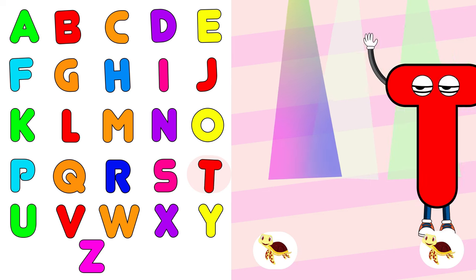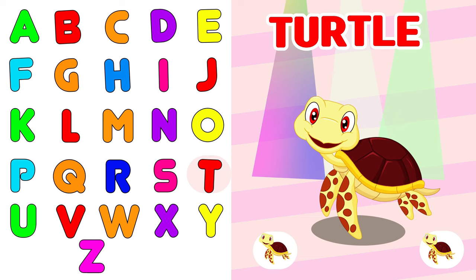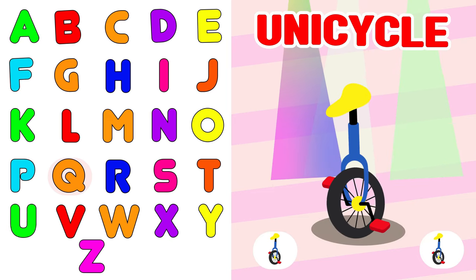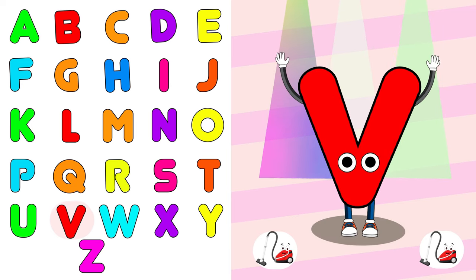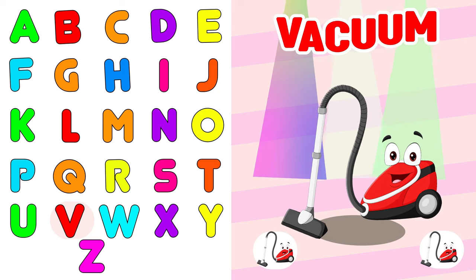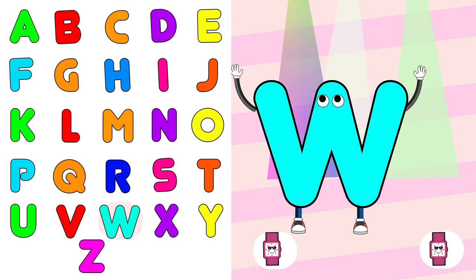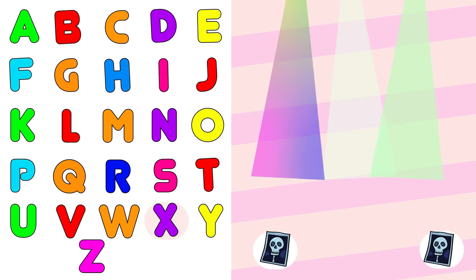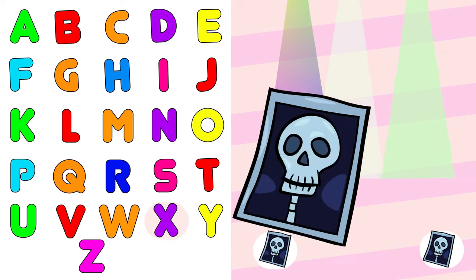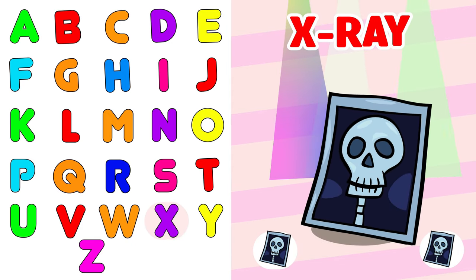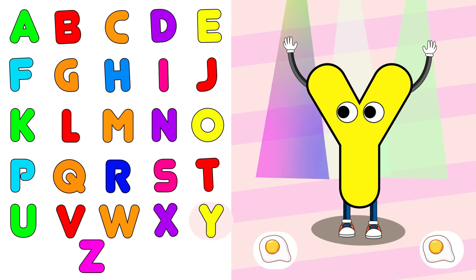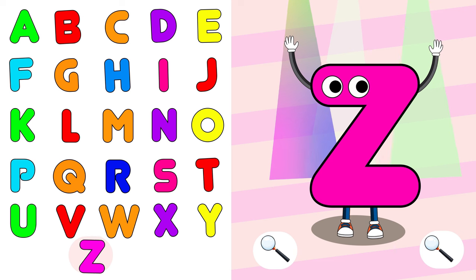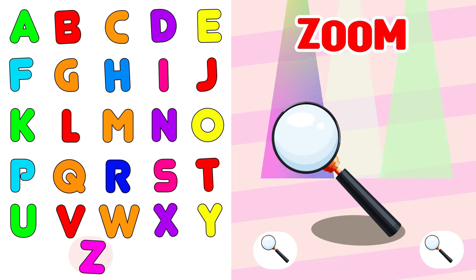T for turtle. U for unicycle. V for vacuum. W for watch. X for x-ray. Y for yak. Z for zoom.